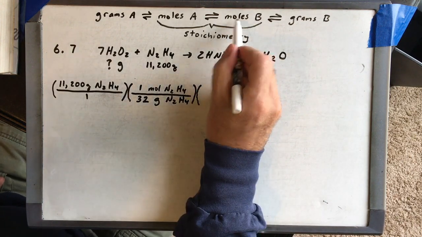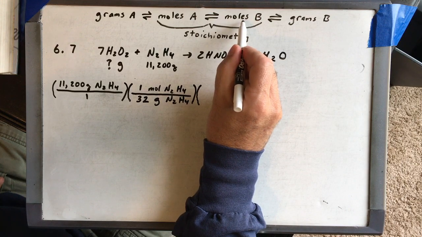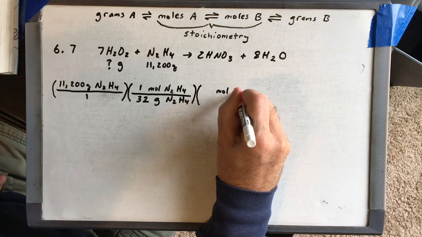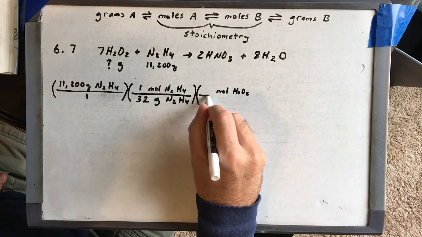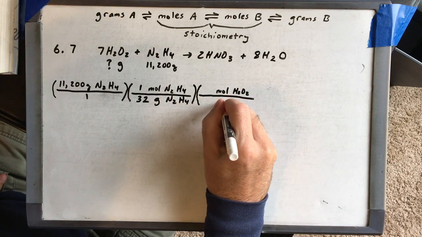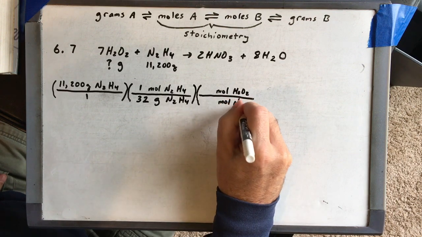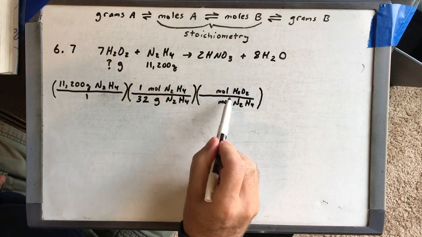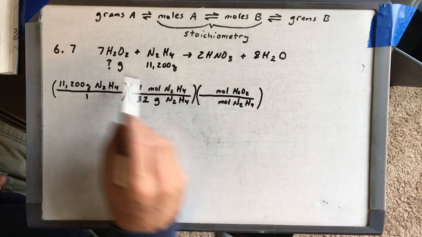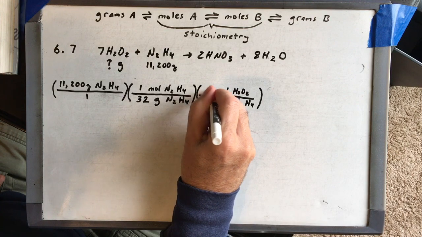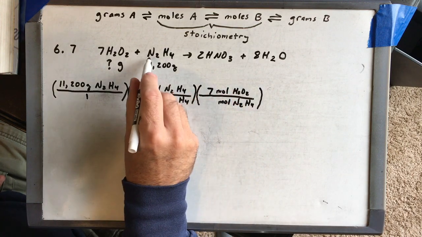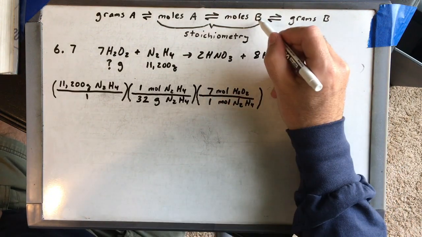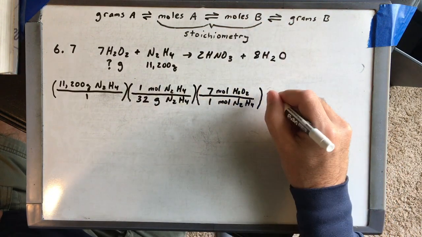Now we're here. We want to go from moles of N2H4 to moles of H2O2, moles H2O2. Going to cancel out moles N2H4. Here we use the coefficients in the reaction. So 7 is in front of H2O2, and 1 is in front of N2H4. So now we're at moles of H2O2, moles of substance B.